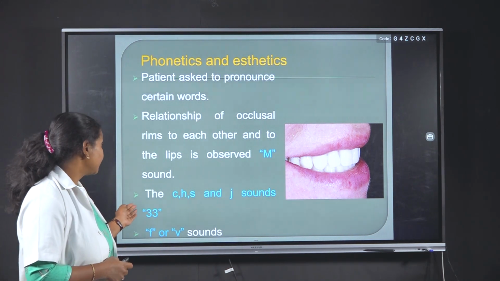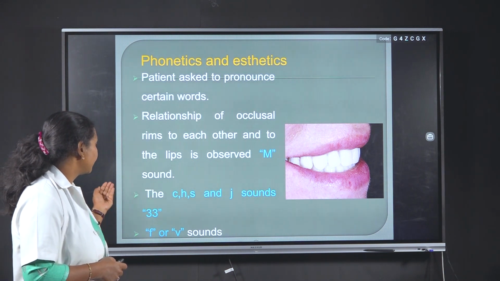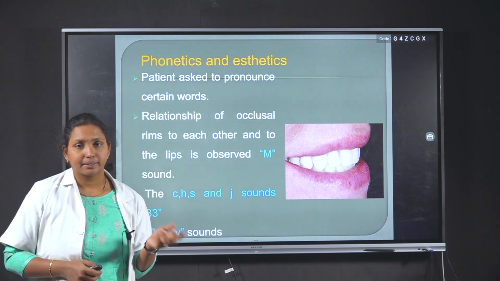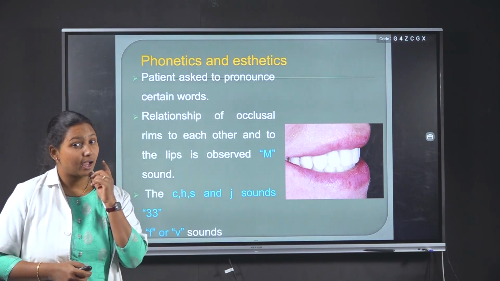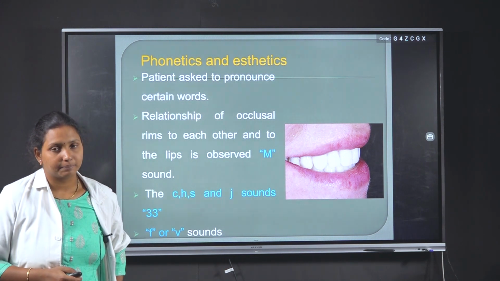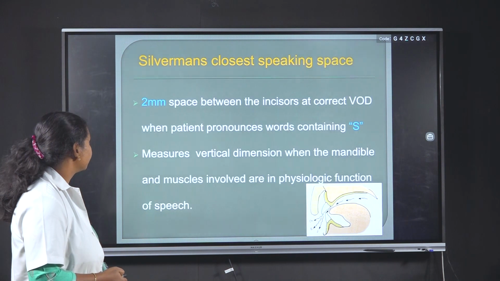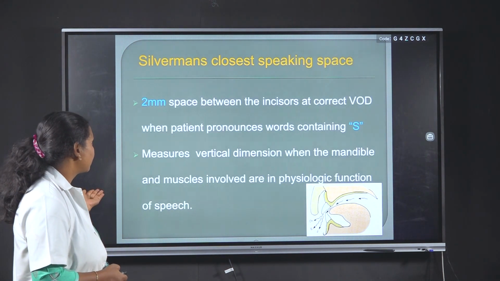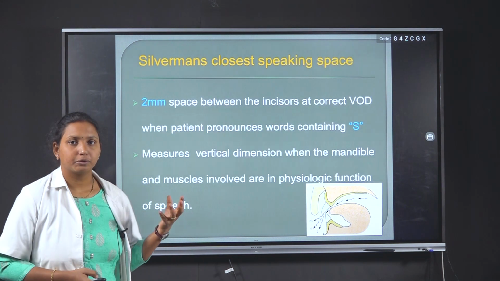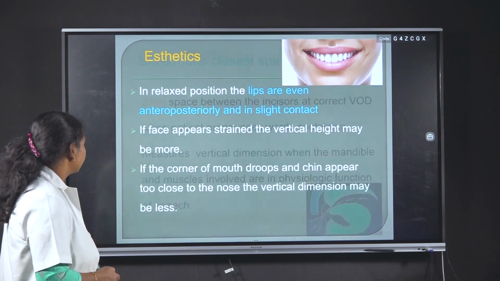When the patient pronounces words such as F and V, when the patient pronounces F, the upper teeth should touch the vermilion border junction of the lower lip. The same applies with the letter V. Silverman's closest speaking space: there should be 2 mm of space when the patient pronounces the S sound.